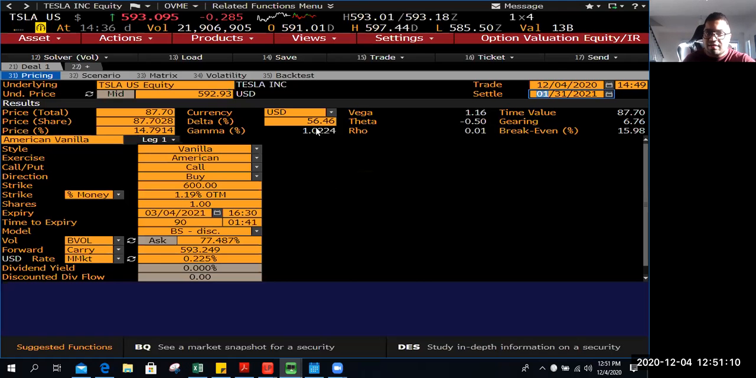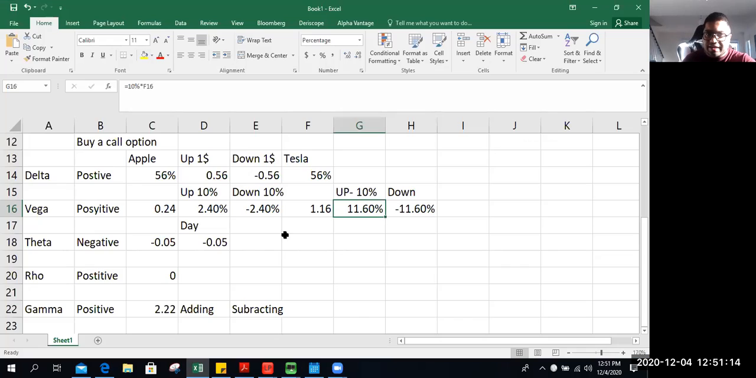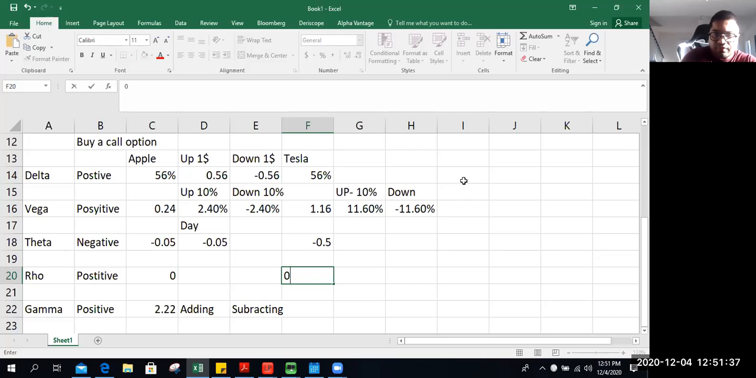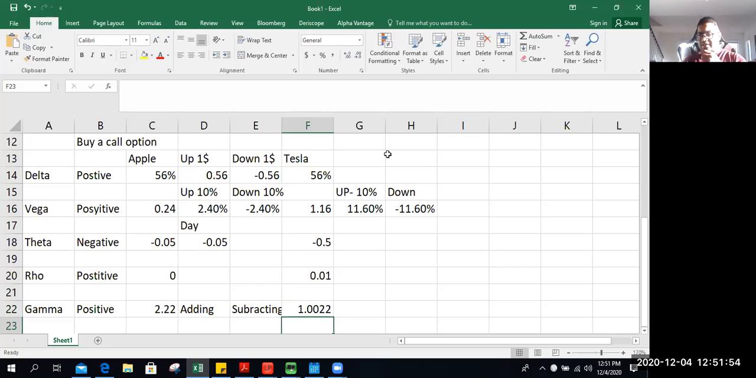Now, how much is theta for Tesla? Theta for Tesla is 50 cents, negative 0.5. So each day you stay in the option, your premiums are going to go down by 50 cents, right? Rho, it has some rho, it is 0.01. So each time the interest rate moves, whatever is the move, it will react 0.01 times of that. And gamma for that is 1.022. So each time there is a big movement in Tesla, you have to make adjustments to your delta by gamma.